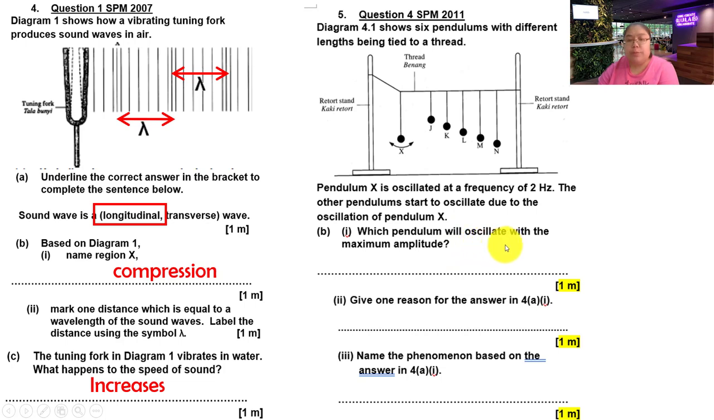Which pendulum will oscillate with the maximum amplitude? Normally we find the length should be the same. That should be pendulum M. You need to give the reason, or maybe you say the length should be the same, or you say the frequency is the same.